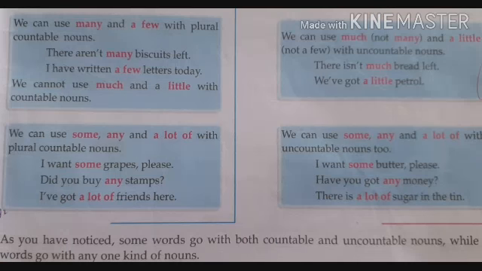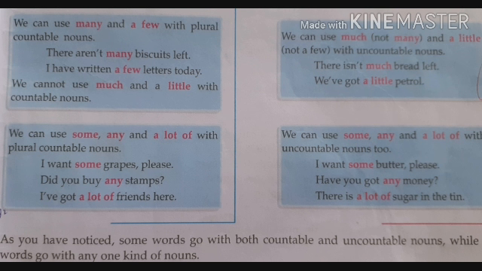Next, we can use many and a few with plural countable nouns. As you know, many and a few are used for numbers. There are not many biscuits left. I have written a few letters today. You may know about few, a few, and the few. Few means nothing, a few means something, and the few means whatever we have in whole.